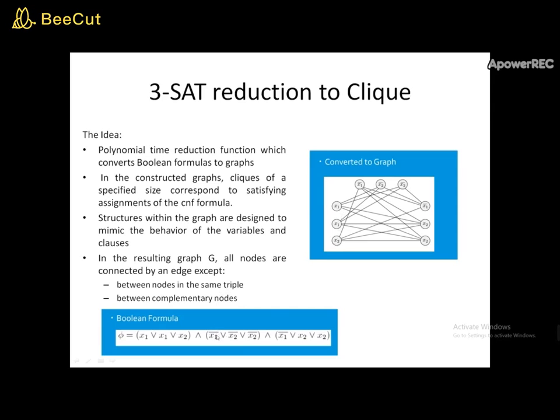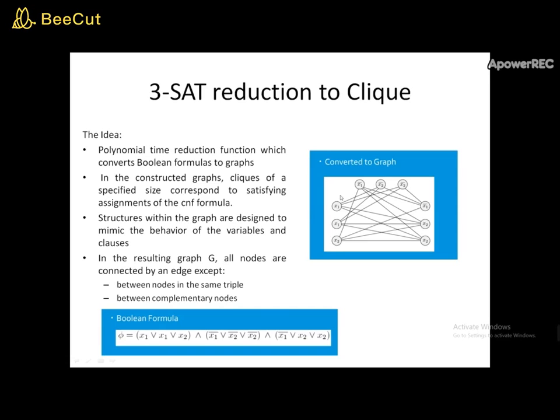Next you have x1 bar, x2 bar and x2 bar, so write it here in another place. And you have x1 bar, x2 and x2, so that has to be written here. Now the next step is, you have to draw the graph between them. How do I draw the graph? Lines between them, the edges.